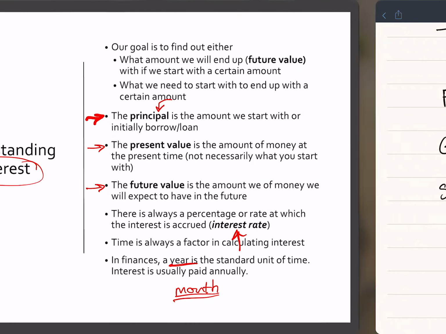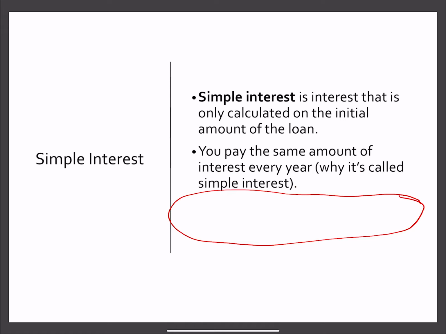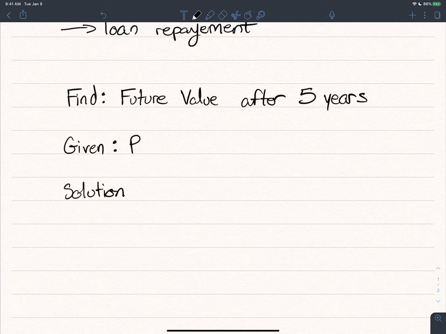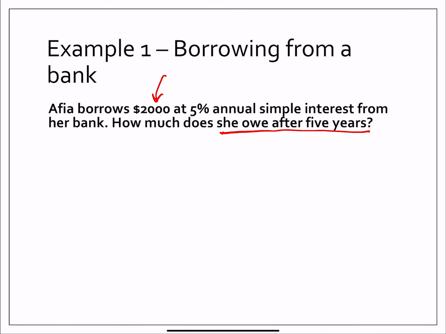What information did the problem give us? If we look back at the problem, it's telling us Afia borrows $2,000. Does that look important? Go ahead, Tanae. What were you going to say? The principal. Okay, so we have our principal. How much was it? $2,000. And what else do we have? At a 5% annual simple interest.